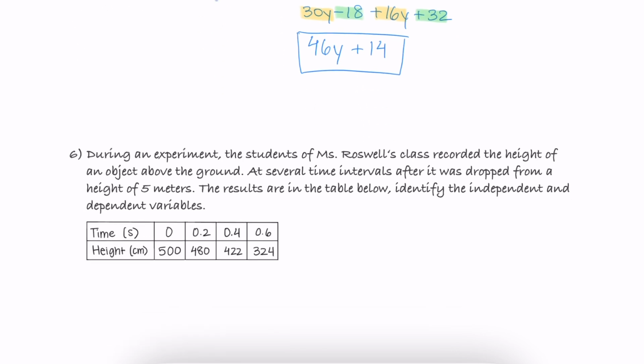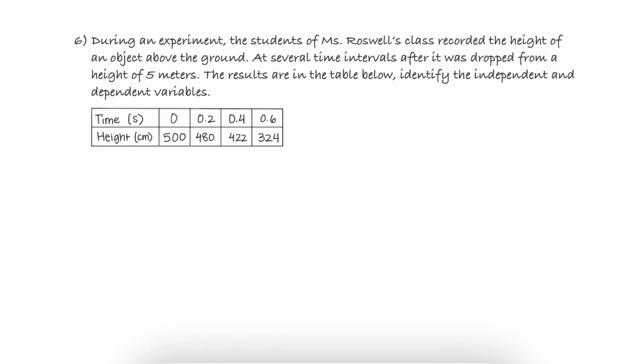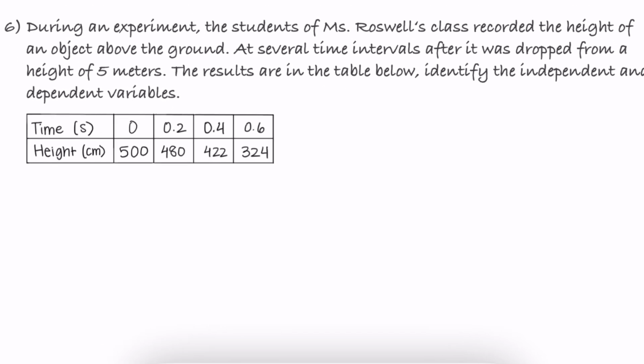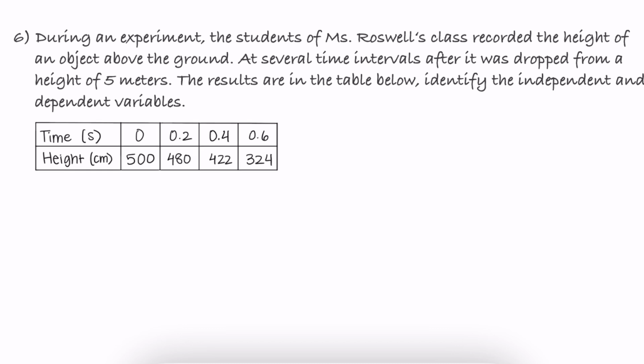Okay, let's move on to this last problem. This has to do with independent and dependent variables. So if you recall, the independent variable is, in an experiment, the variable that is being changed or being altered. And the dependent variable is the variable that changes in response to or because of the independent variable changing.